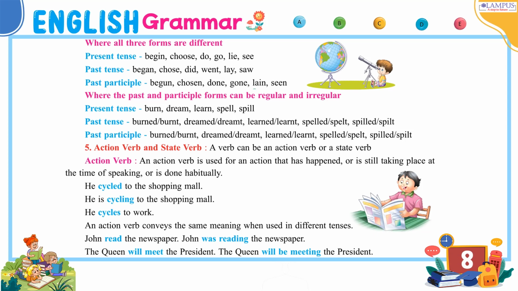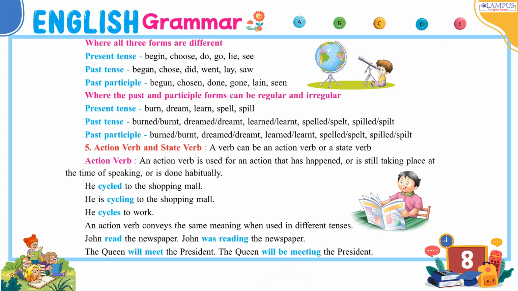5. Action verb and state verb. A verb can be an action verb or a state verb. Action verb. An action verb is used for an action that has happened, or is still taking place at the time of speaking, or is done habitually.